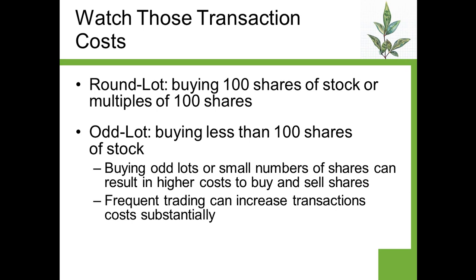So when you are purchasing more than 100 shares of a common stock of a company, you are in round lot, so the transaction cost will be decreased. If you purchase less than 100 shares of common stock of a company, in this case, your transaction cost will be higher. Frequently trading can increase transaction cost substantially. If an investor frequently trades the stocks, buys and sells frequently, the transaction cost will be increased.